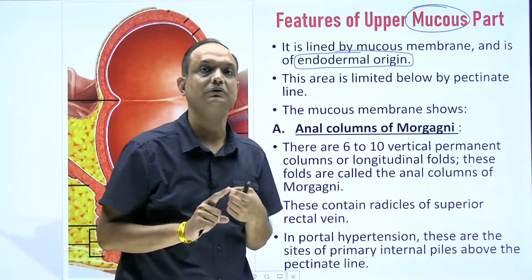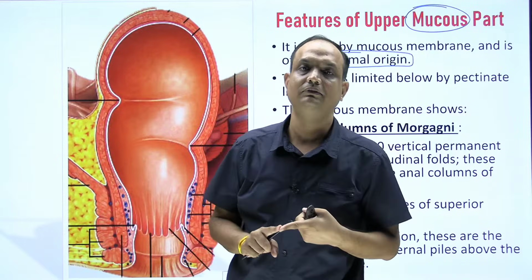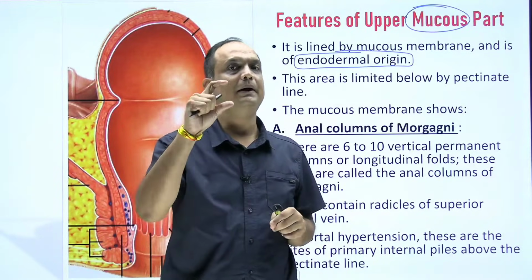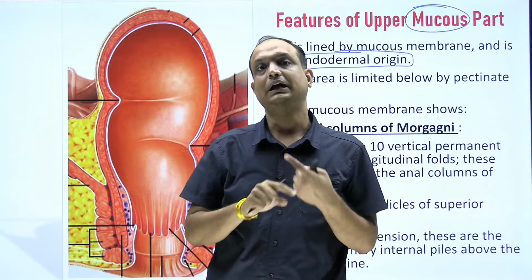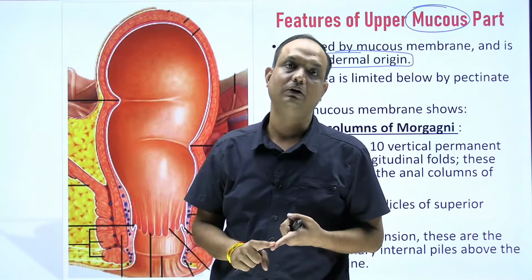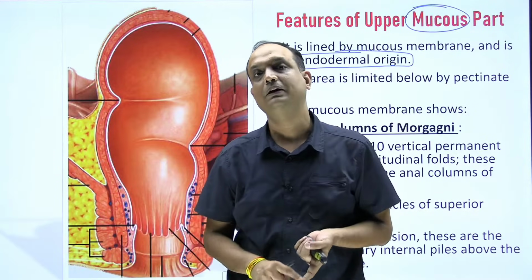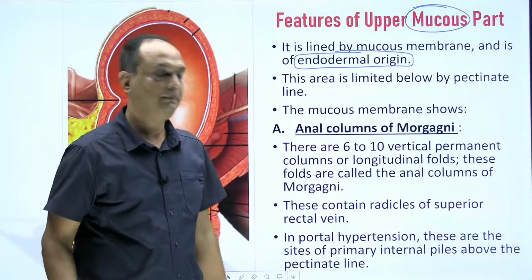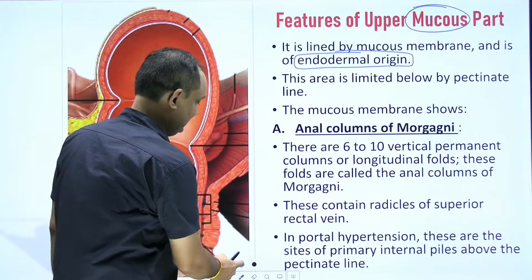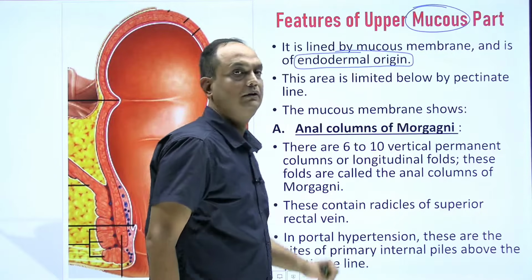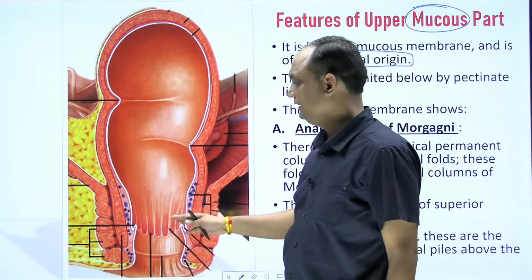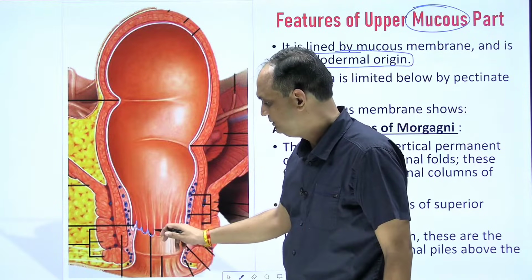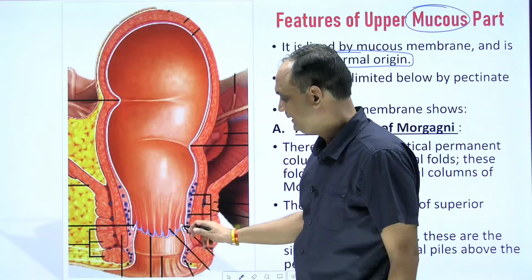Now see, this is a question for your exam: what is the embryological development of the anal canal? So we are talking basically about the mucosa, and the upper part mucosa develops from the endoderm, which is coming from the cloaca, and the cloaca is the lowermost part of your gut tube. Clear? Now this area is limited below by a line known as the pectinate line. Now what is the pectinate line? When you see the interior of the anal canal, you will have the lower line, and this lowermost line is known as the pectinate line.